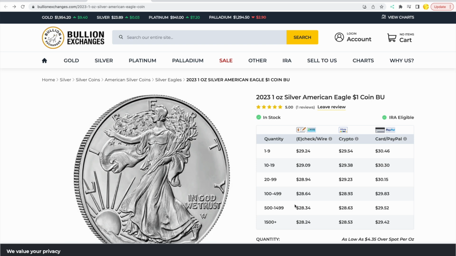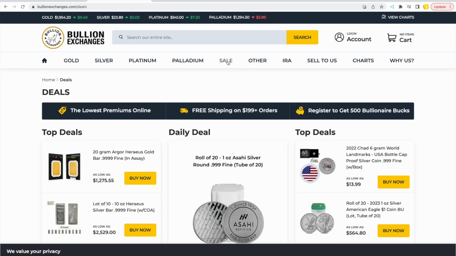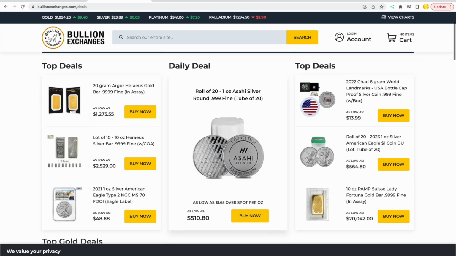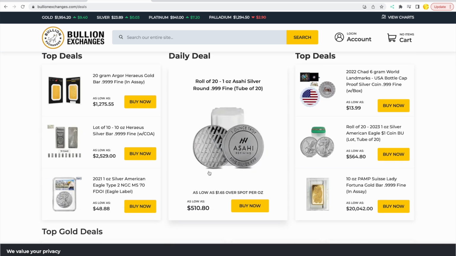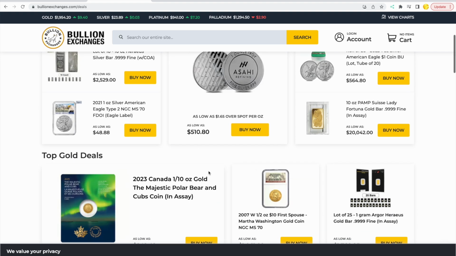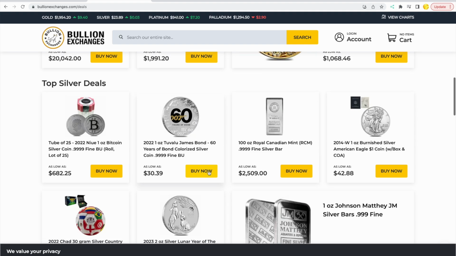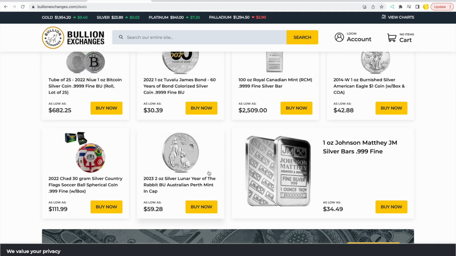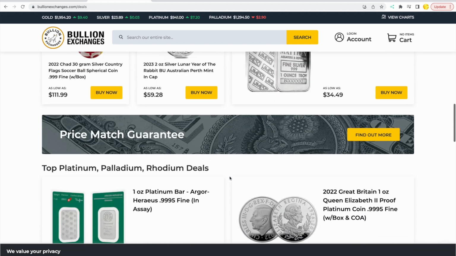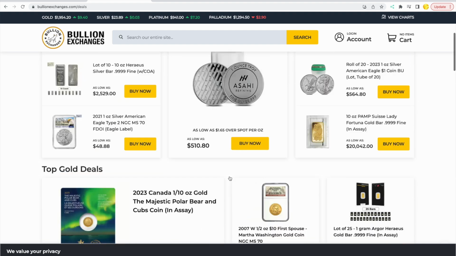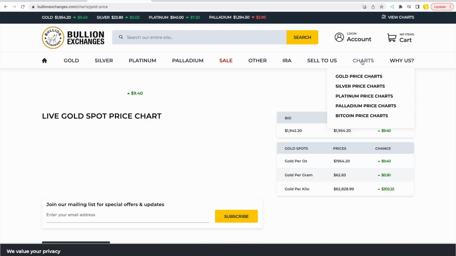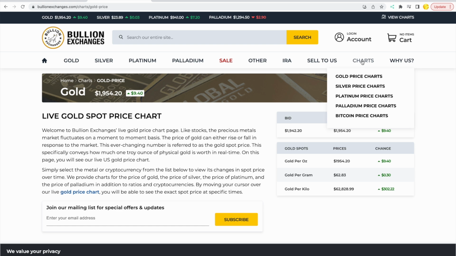All right, so that's what's happening in the market in terms of sales. The premiums are dropping like a rock. You saw what's happening on junk, and you could definitely find deals on junk right now if you're looking for it. I think it'll get a little cheaper. They're moving the gold. Let's take a look. $34 for a Johnson Matthey bar. That's a little pricey.